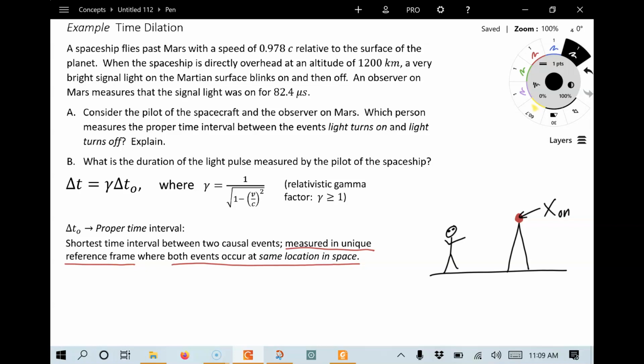Now, we wait for some time, and a second event is that the light flashes back off. Where does it happen according to the Mars observer? Well, it happens in the exact same spot, because that spot's not moving with respect to that person. The light's not moving, and so it turns off and on at the same spot. That is to say, both events occur at the same location according to the Mars observer.